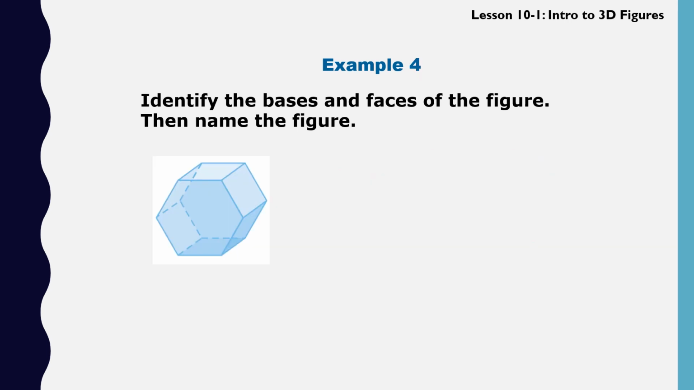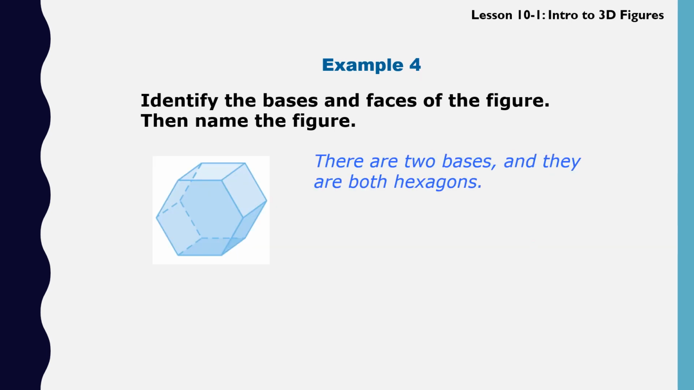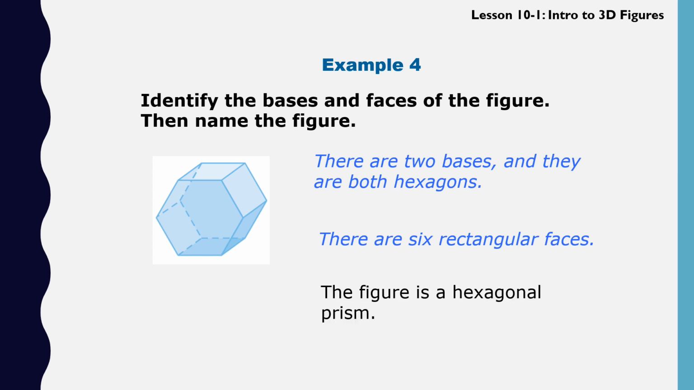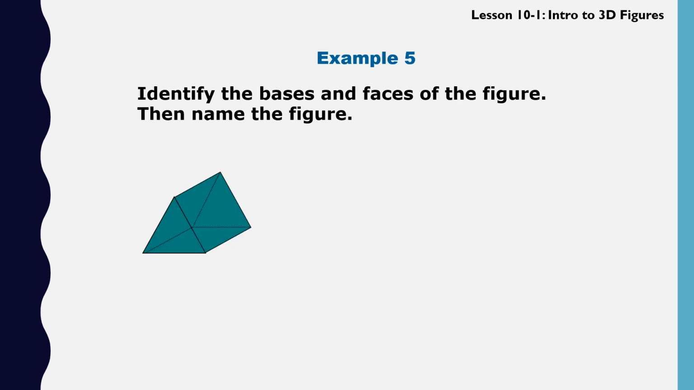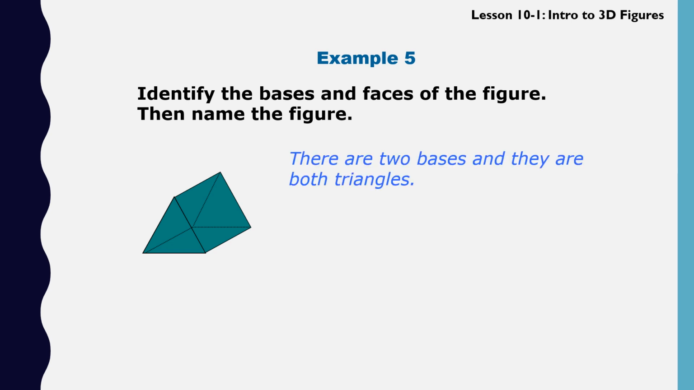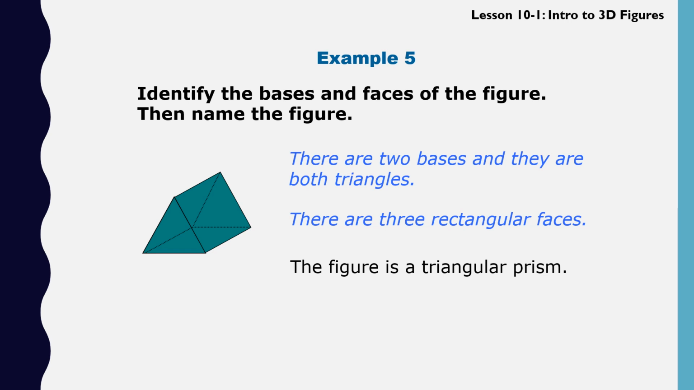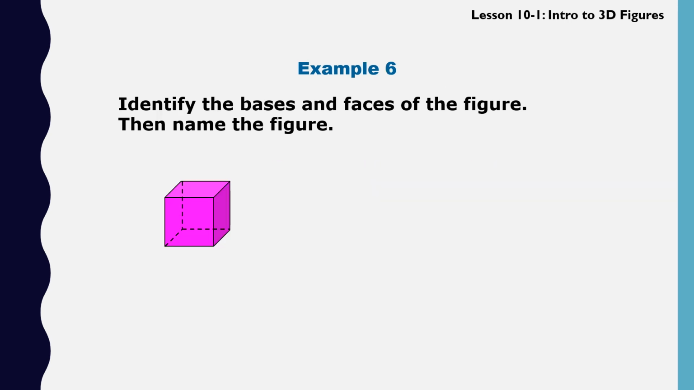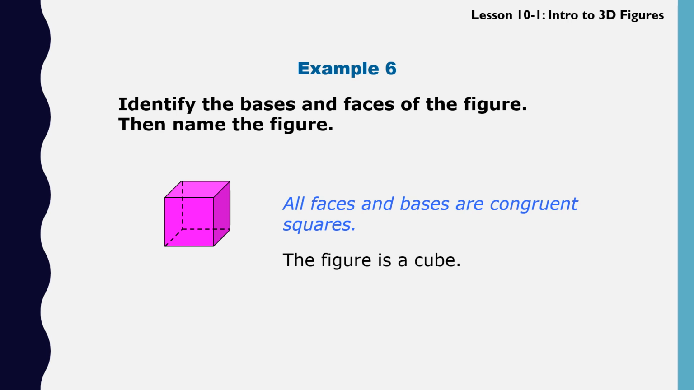Identify the bases and faces of the figure, then name the figure. There are 2 bases, and they are both hexagons. There are 6 rectangular faces. The figure is a hexagonal prism. Identify the bases and faces of the figure, then name the figure. There are 2 bases, and they are both triangles. There are 3 rectangular faces. The figure is a triangular prism. Identify the bases and faces of the figure, then name the figure. In this case, all the faces and bases are congruent squares. Because of this, this figure is a cube.